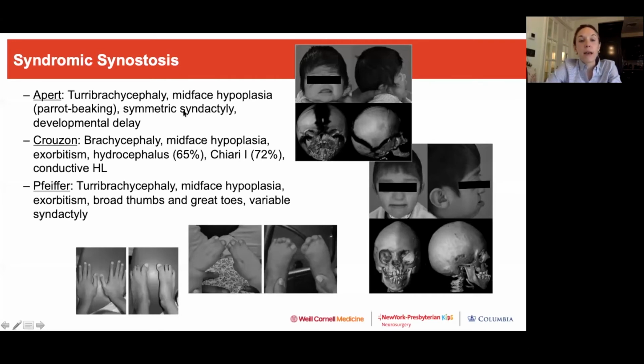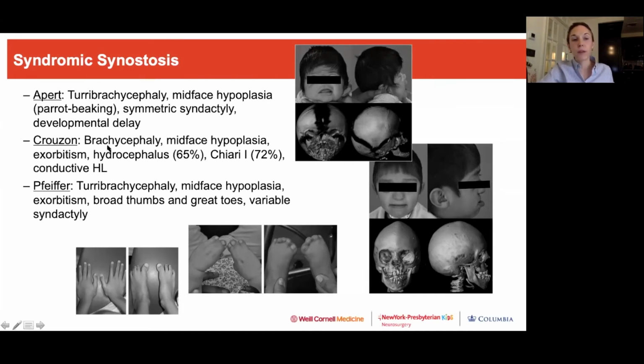up. They also have syndactyly, so examples of syndactyly here, and developmental delay. Crouzon syndrome also has brachycephaly, midface hypoplasia, and the exorbitism that I was describing. So here's an example of exorbitism. Again, the orbital fossae are too shallow because of the fusion of the sutures and the midface hypoplasia. So these eyes are essentially not even sitting in the skull. You can see how far out they are. They're just sitting in the soft tissue.